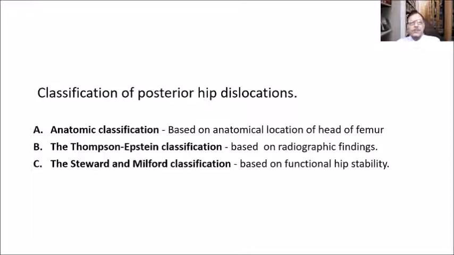For the classification of the dislocations, there are three types usually discussed. So, classification of the posterior hip dislocation: one is the anatomic classification. It is based on the anatomical location where the head of the femur is lying after the dislocation has happened. The second one is the Thompson-Epstein classification. It is based on radiographic findings and based mostly on the fractures. And the third one, the Stewart and Milford classification. It is based on the functional hip stability. Again, mostly the radiological findings tell us.